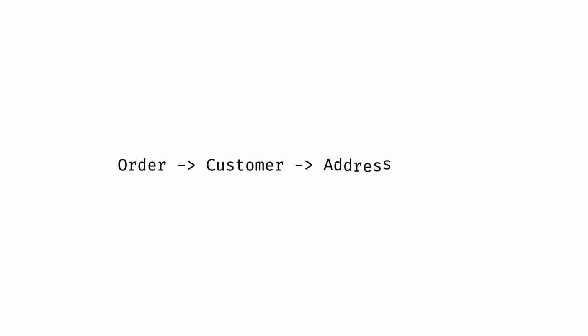So for example, if we want to get the city the order was delivered to, I'd have to take these steps: order, customer, address, and from the address get the city. Let's put aside coding for a second and practice drawing these lines.